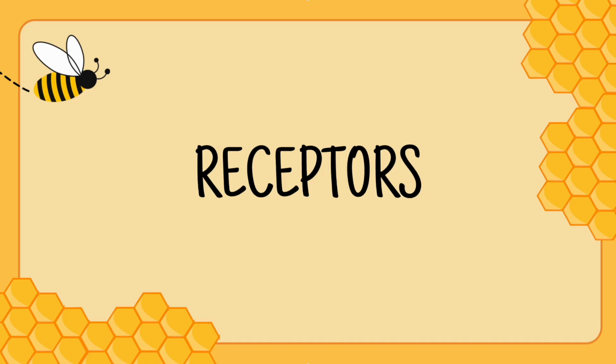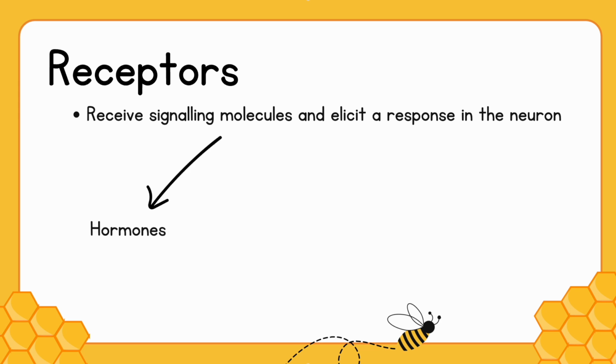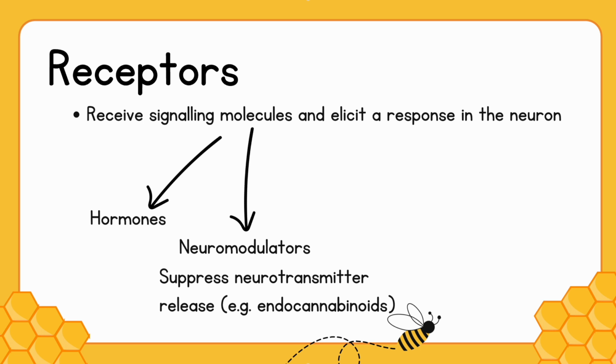We have certain receptors for these neurotransmitters. So receptors receive these neurotransmitters and elicit a response in the neuron. There are 3 types of signaling molecules. There are hormones, for example, testosterone, oxytocin. Those are all hormones that can elicit a response in a neuron or a cell. We have neuromodulators, which suppress neurotransmitter release. An example of that is endocannabinoids, and we will talk about this in more depth in future videos.